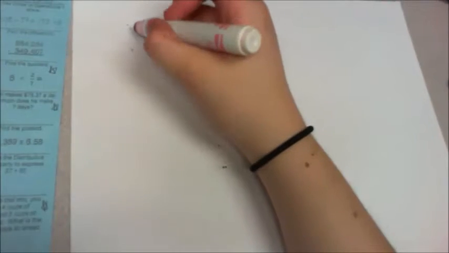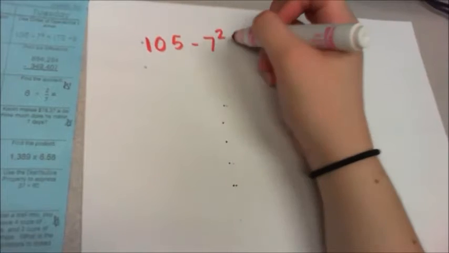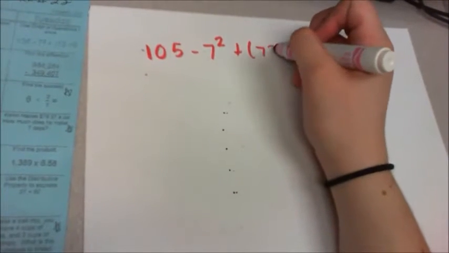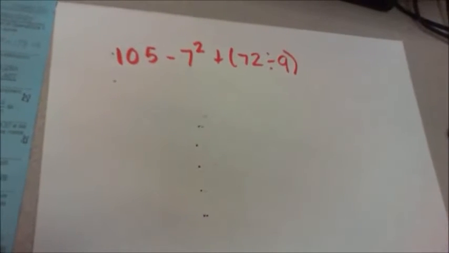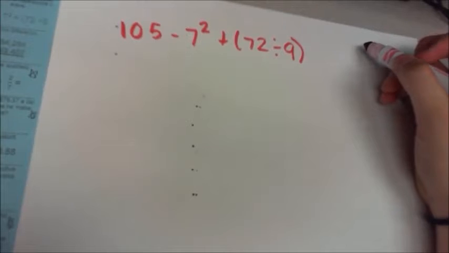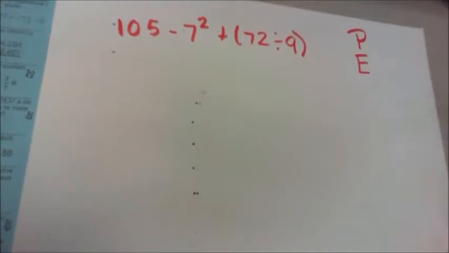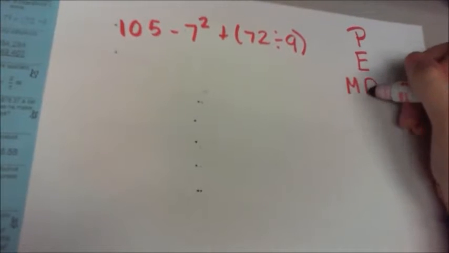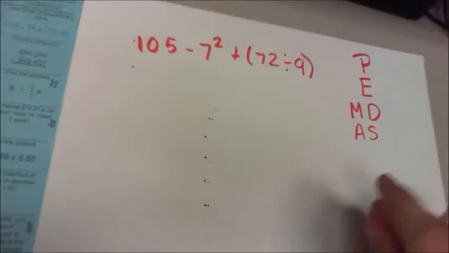Alright, so now we're working in the Tuesday column. And the first one for Tuesday is an order of operations. We have 105 minus 7 squared plus 72 divided by 9. Before we even get started on this, let's review our order of operations, which is PEMDAS: parentheses, exponents, multiply or divide, add or subtract.